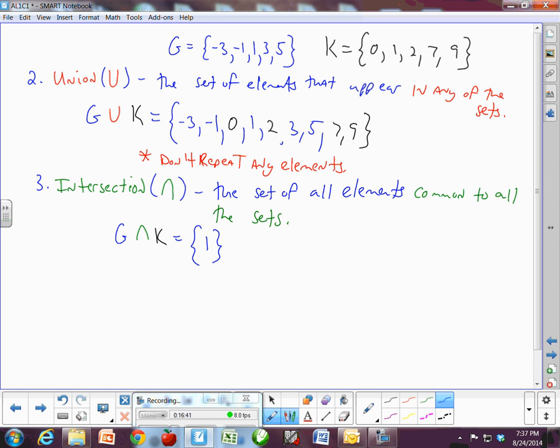Again, they could have a whole bunch of elements in common. They could have no elements in common, at which point the answer would be the empty set or null set, right? If they have nothing in common, no common elements, it would be the empty set or the null set. Okay, so in this one, we had the common element of 1.